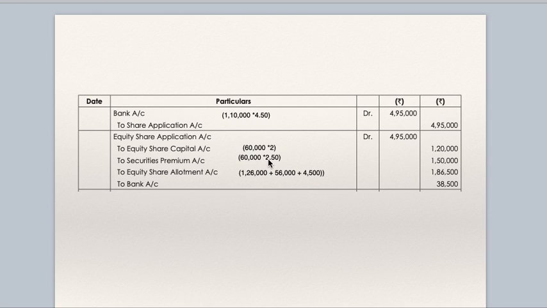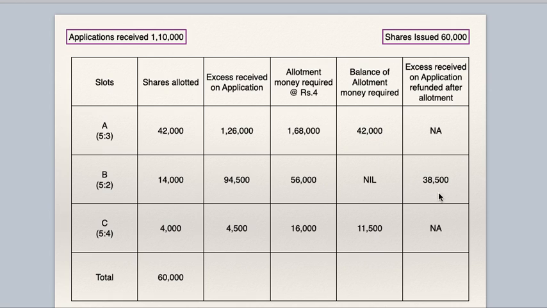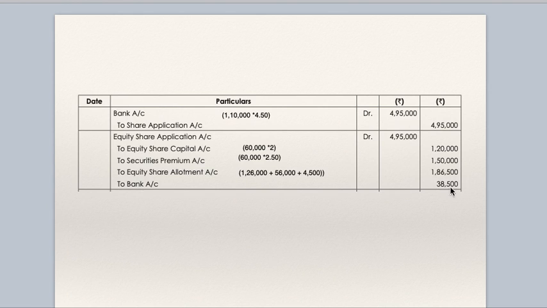To securities premium 60,000 into 2.50. Premium is with application. Application is 4.50 including premium. So 2 would go to capital and 2.50 would go to securities premium, of course multiplied by number of shares issued. To bank 38,500, just now we have seen. In category B, after adjusting application and allotment money, still 38,500 remains. It is to be refunded back.